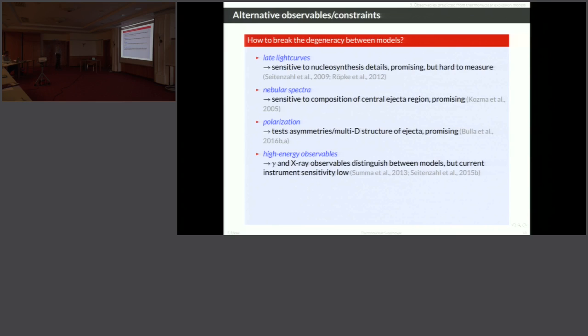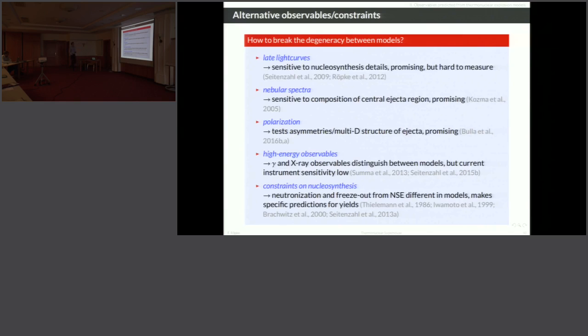So prospects for this don't look so bright from the observational side. We can make predictions from the models, but the observations are hard to get. Then there are constraints from the nucleosynthesis. If we have burning in the Chandrasekhar mass white dwarf, then of course the densities are rather high, and this leads to rather high neutronization of the ejecta. So this is a clear prediction that the Chandrasekhar mass models make.